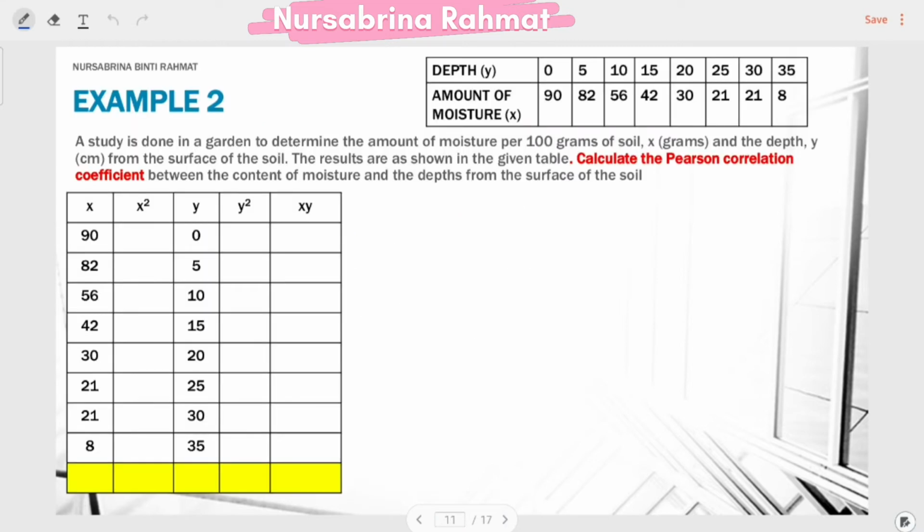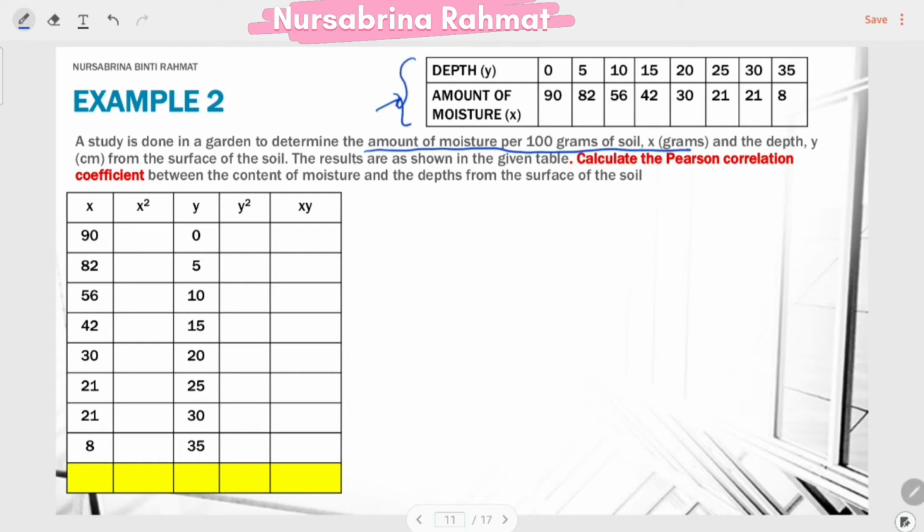A study is done in a garden to determine the amount of moisture per 100 grams of soil, X. So your amount of moisture is X, and the depth from the surface of the soil is your Y. The results are as shown in the given table. Calculate the Pearson correlation coefficient between the content of moisture and the depth from the surface of the soil. So this is the data.